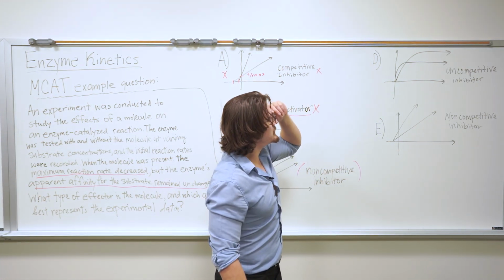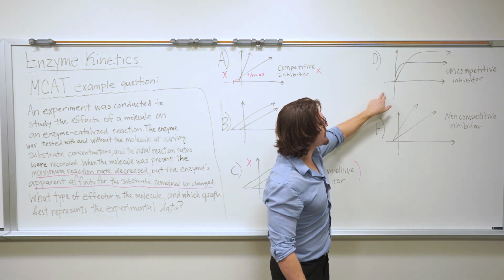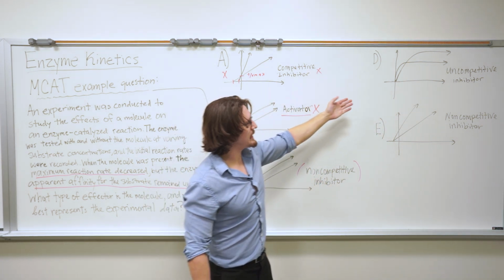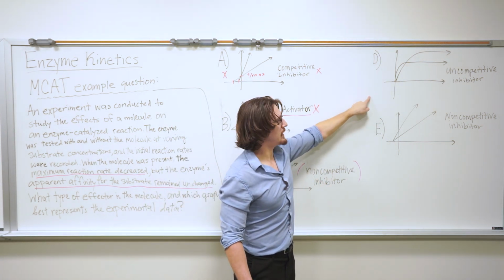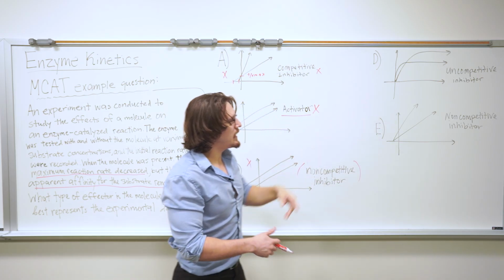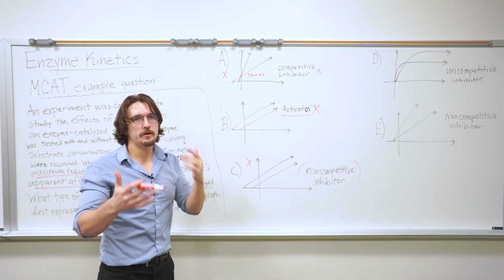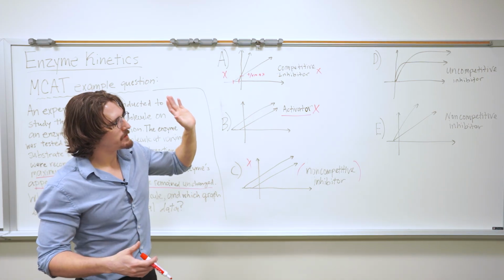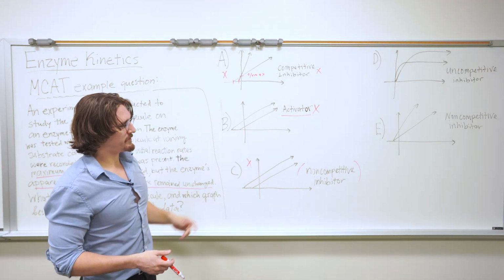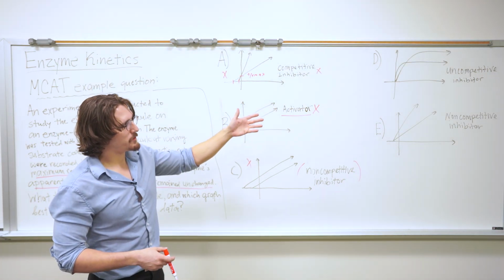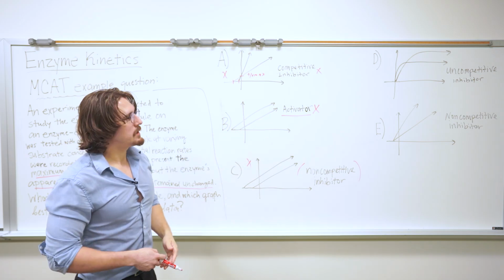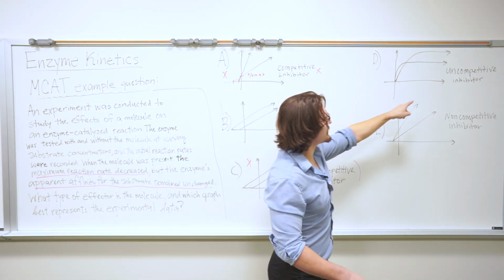So D, first of all, this plot is different from the others. And you might recognize that this is actually the Michaelis-Menten plot. That's why I mentioned earlier, you want to be comfortable with seeing how these inhibitors are graphed on both the Michaelis-Menten plot and the Lineweaver-Burk plot, because it's possible that they'll throw a couple of those in as well. So let's look at this one. This is an uncompetitive inhibitor.